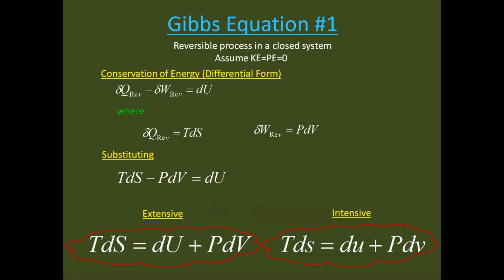Now to get Gibbs equation 2, all we're going to do is apply enthalpy to Gibbs equation 1. So remember that enthalpy is equal to internal energy plus pressure times volume. If we take the differential form of enthalpy, it's equal to the differential internal energy, and then if we take the derivative of this quantity, pressure times volume, according to the chain rule, you get pressure times differential volume plus volume times differential pressure.